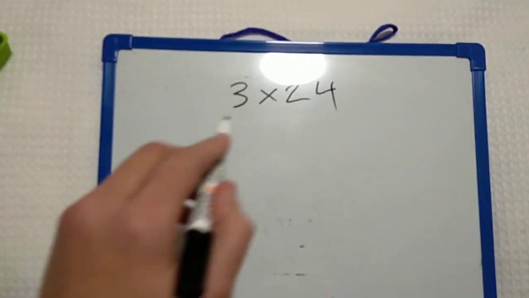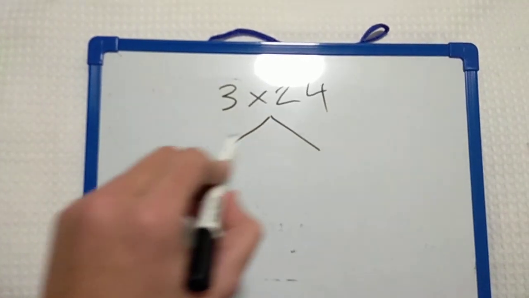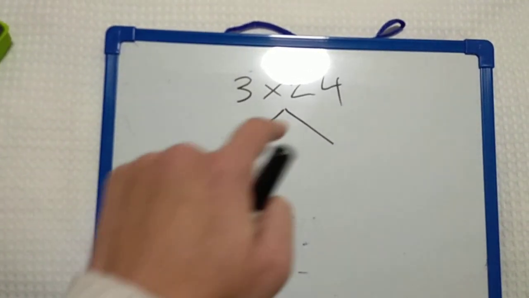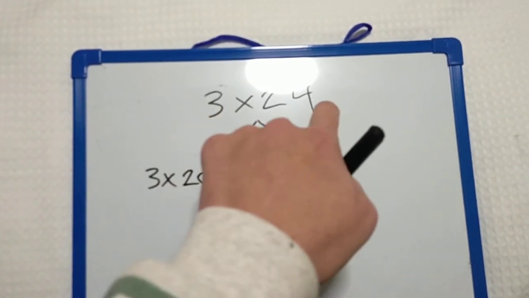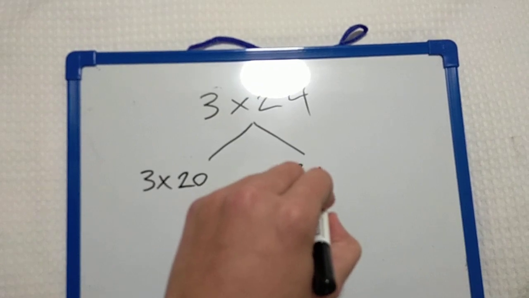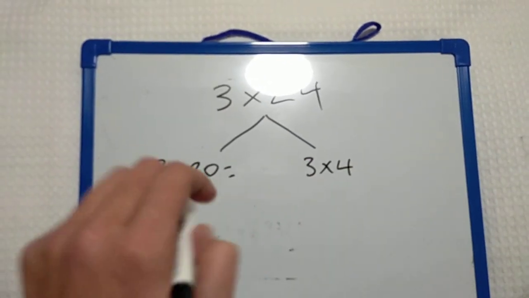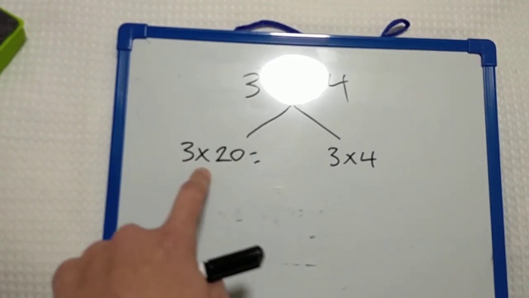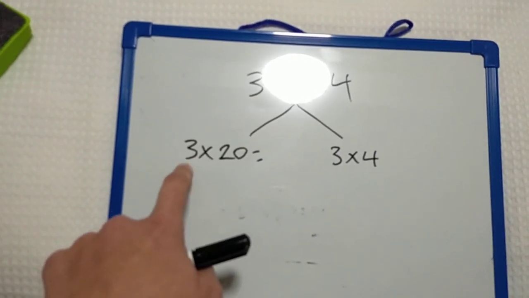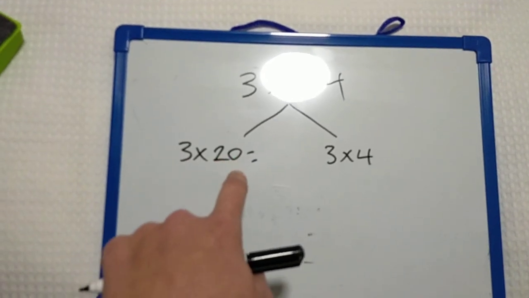Alright, let's do 3 times 24. Let's split that into tens and ones again. So now I'm going to do 3 times 20 and 3 times 4. So for this one, I'm just going to imagine that there's no 0 on the end first. I know that 3 times 2 is 6, so I know that 3 times 20 is going to be 60.